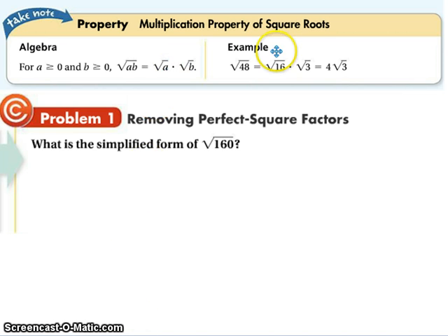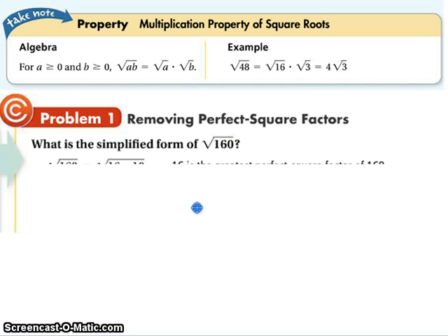The first thing is using multiplication. So what we see here is the square root of 160. But that's not going to have a real answer, it's going to be an irrational number. So what we want to do is break it up into 2 numbers that multiply together to give us 160, where one of them is a perfect square. Okay, so that's the process that we're looking at.